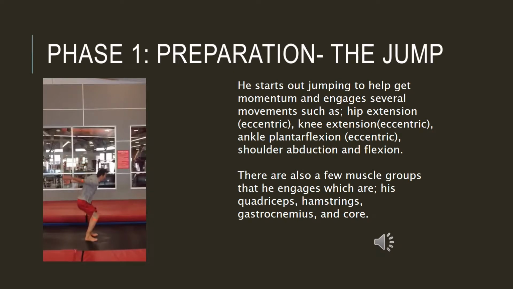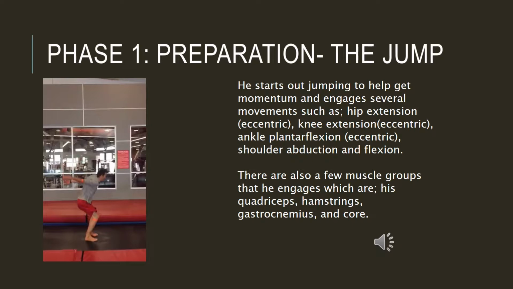For phase 1 in the backflip, preparation, or known as the jump. Here, the body is held in a closed, packed position. The hips and knees are together and fully extended. The arms are straight and extended forwards.